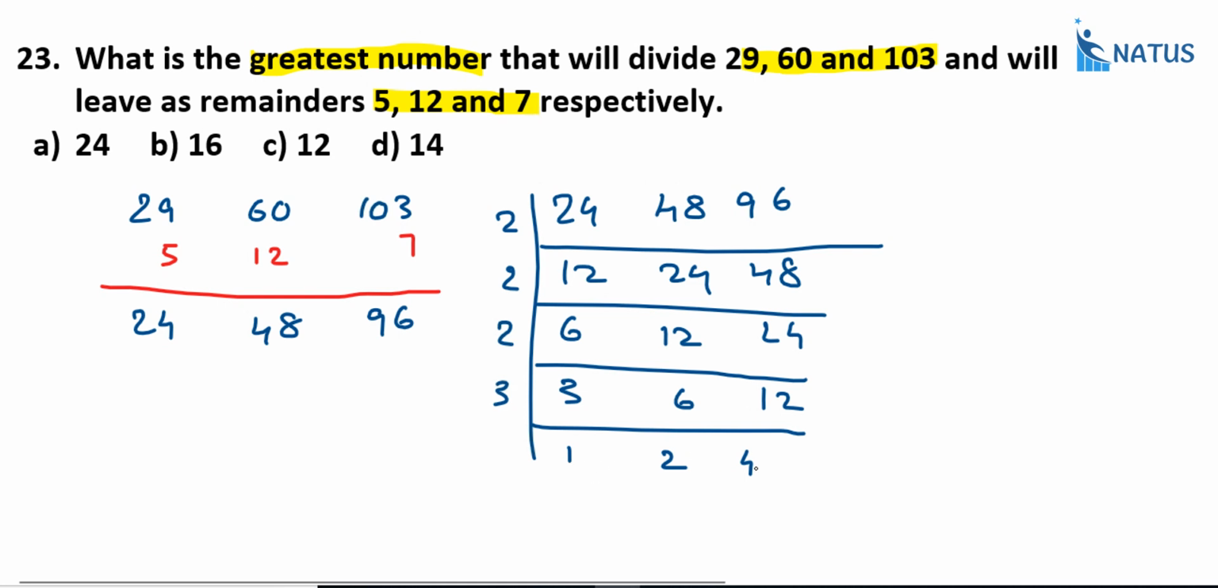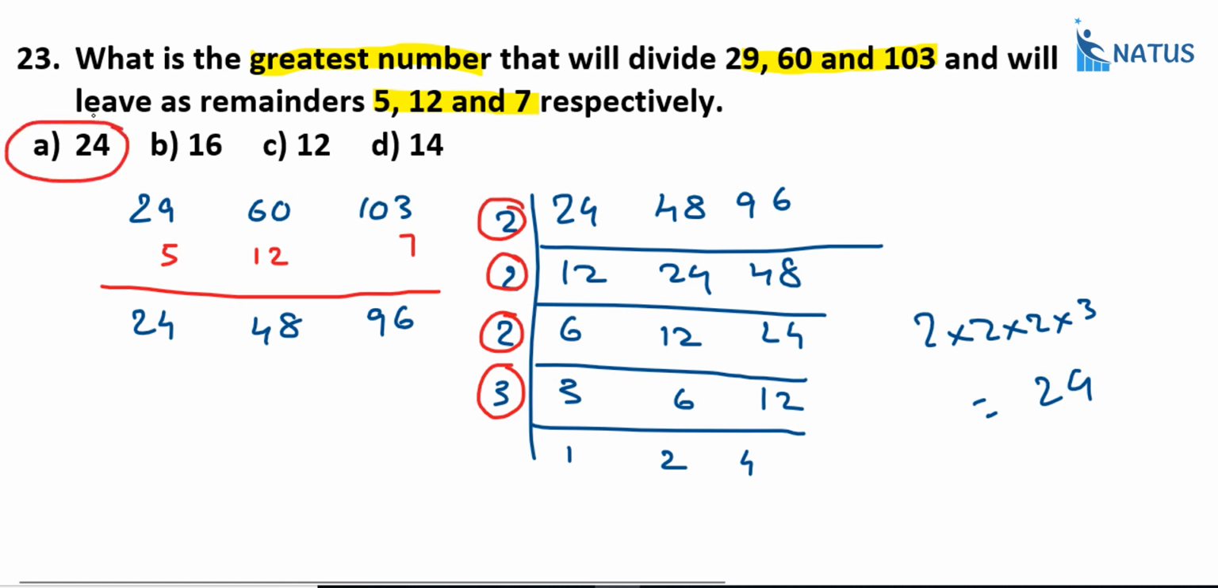Now, is there any common factor of these three numbers? No. So what is the HCF? That is 2 into 2 into 2 into 3. Right? So 2 into 2 into 2 into 3 is equal to 24. So option A is the correct answer.